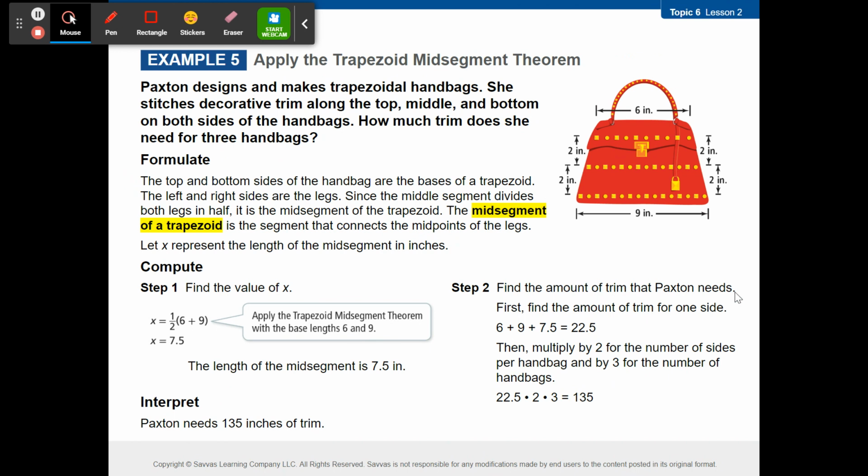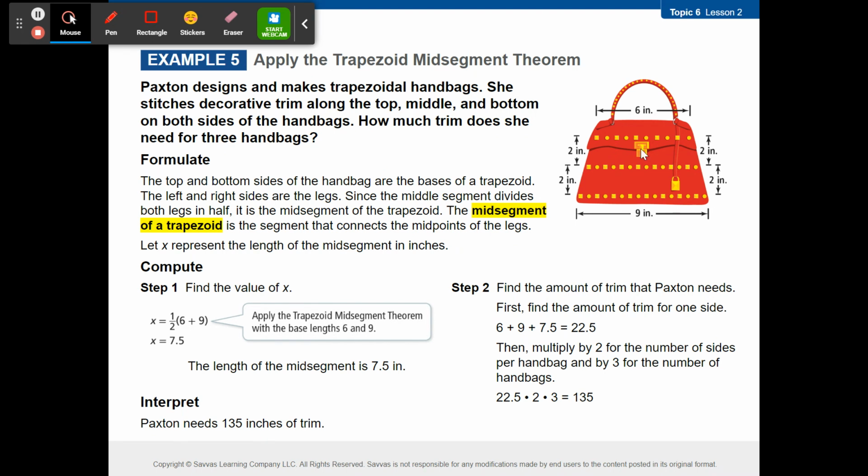So find the amount of trim that Paxton needs. First, find the amount of trim for one side. In this case, 6 plus 9 plus 7.5 is 22.5. Then multiply it by 2, so she needs a total of 135 inches, okay? Let's take a look at our next example. This was just a very basic mid-segment algebra example, well, a context example. They're asking, you need a front of a handbag and the back of a handbag, right? So that's why they multiplied by 2.